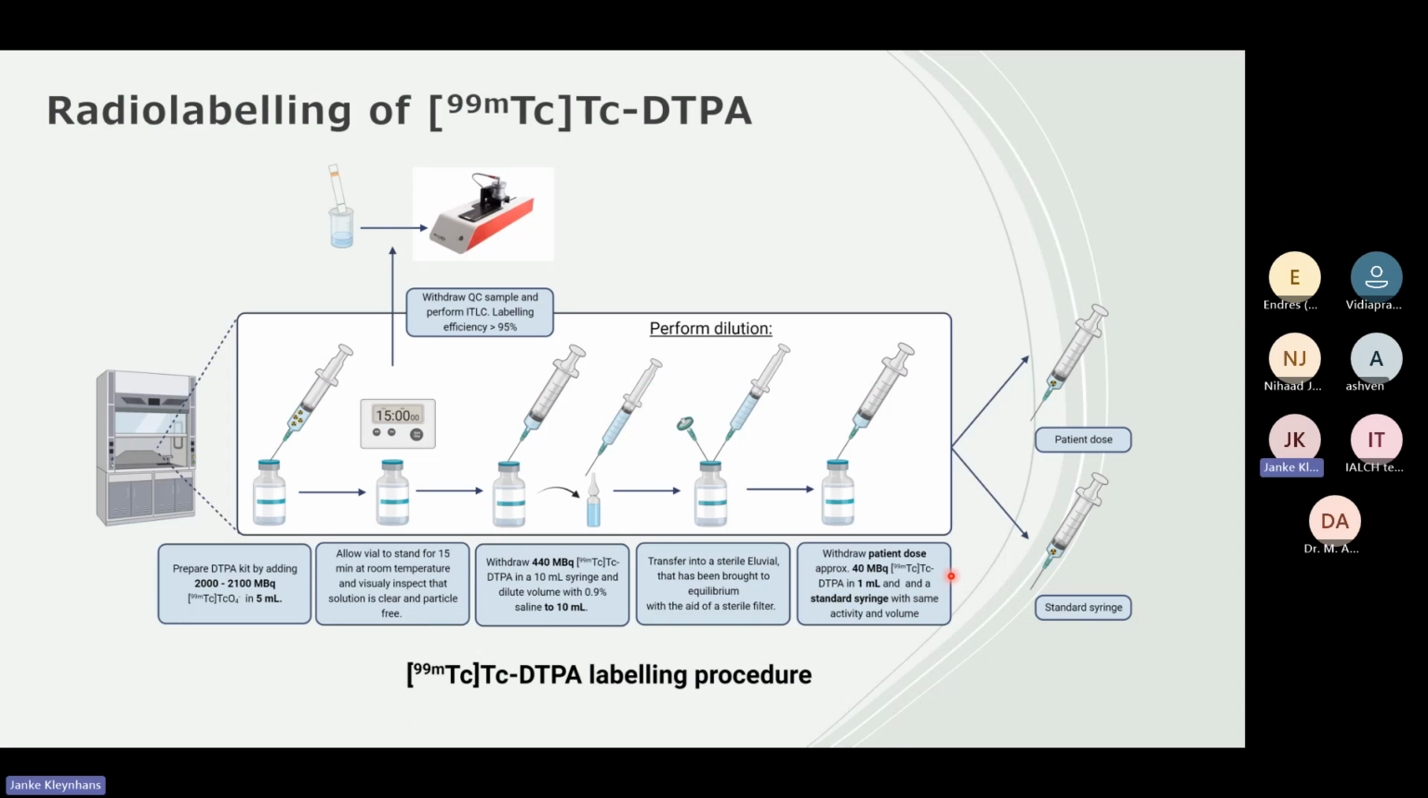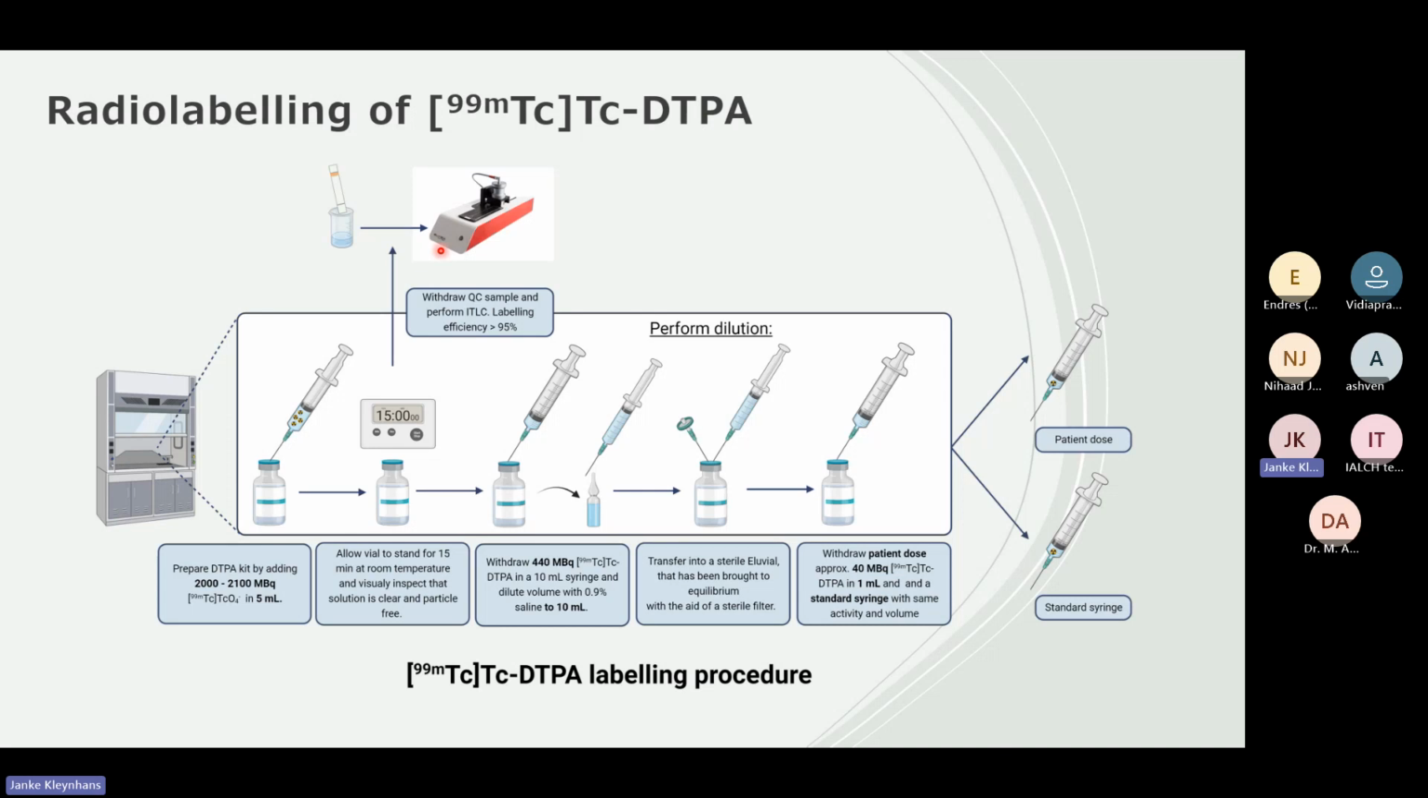So the radiolabeling of technetium DTPA is, like I said, quite simple. You add your activity in 5 milliliters, you let it stand at room temperature for 15 minutes, and then you do your QC. So there's really nothing serious about radiolabeling of technetium DTPA. It's one of the easiest to perform.